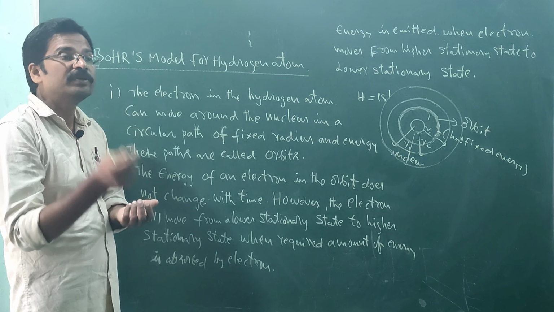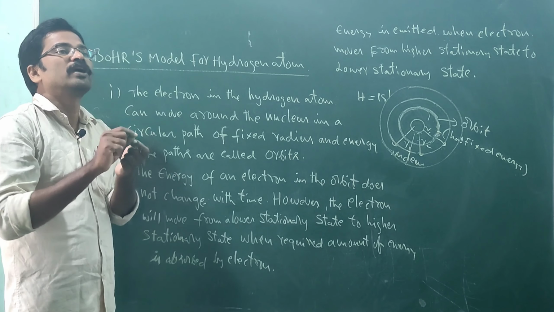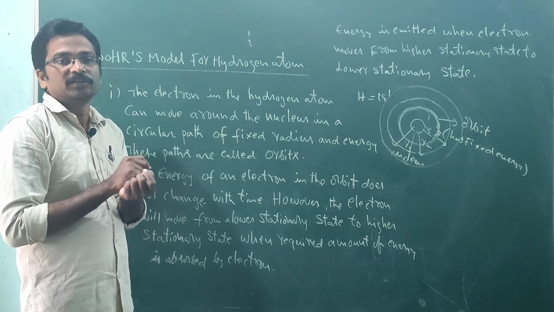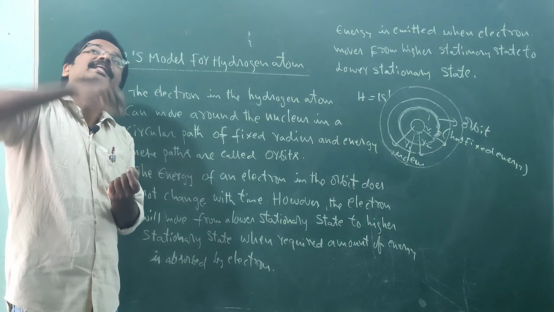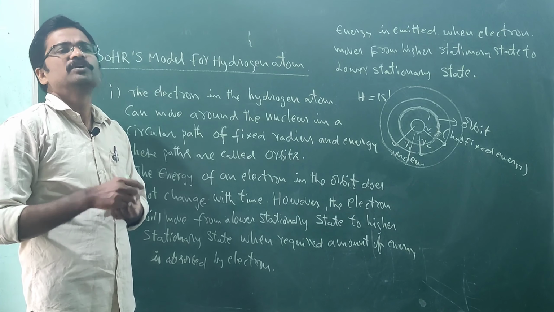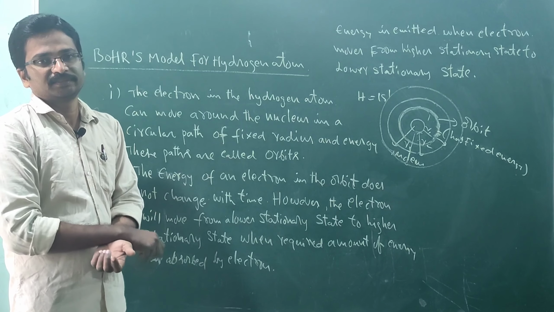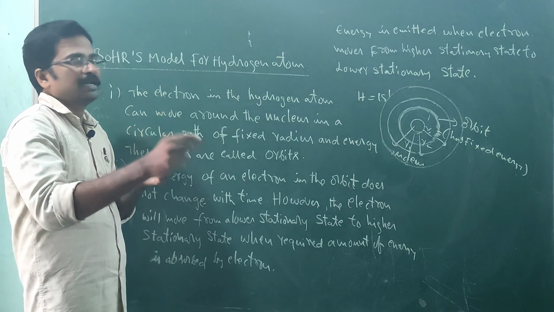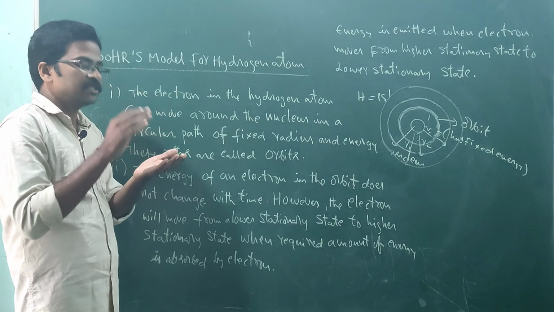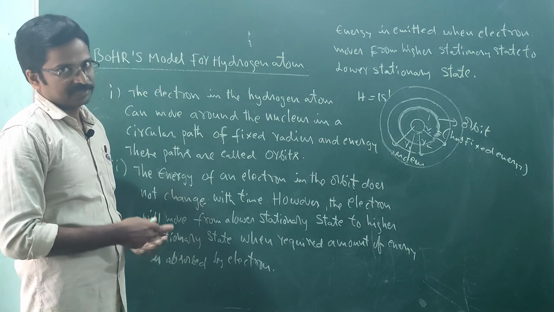Whenever you supply energy to an atom, the electron goes from a lower level to another level. If you supply more energy, then the electron goes to a higher level. So it depends on how much energy you supply. If you supply limited energy, it goes from one level to the next level. If you supply more energy, it goes to a higher level. You can understand it like that.